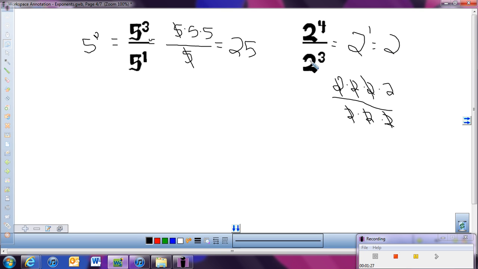So if you are dividing exponents and the bases are the same, simply subtract the exponents so you don't have to write it all out. There's not so many steps.